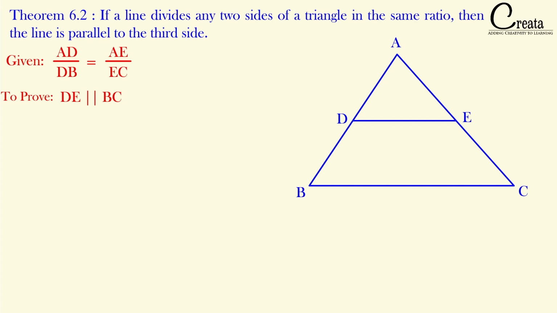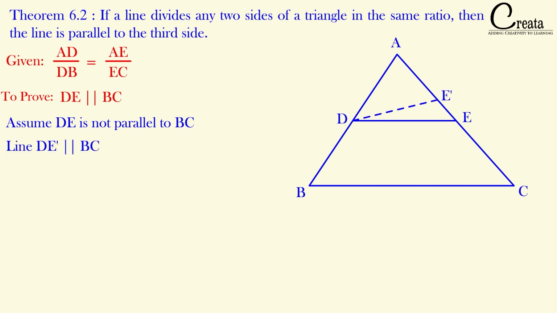It is very simple. Here we have to prove DE is parallel to BC. For the time being, we will say DE is not parallel to BC. So here we are assuming both of the line segments as not parallel to each other, and in the end we will prove both of these line segments are parallel to each other. Now let's take a new line segment DE dash, and we are saying this DE dash is parallel to BC. We are assuming that. So if these two line segments are parallel to each other, we can apply the BPT theorem, and we can say AD upon DB will be equal to AE dash upon E dash C.